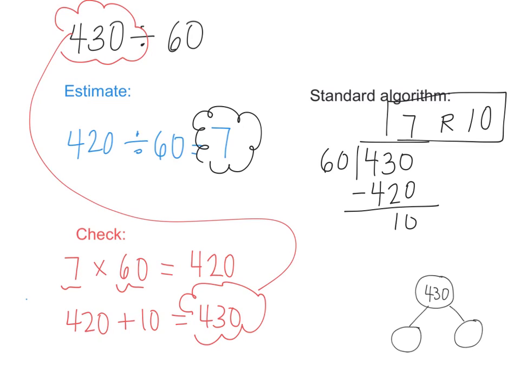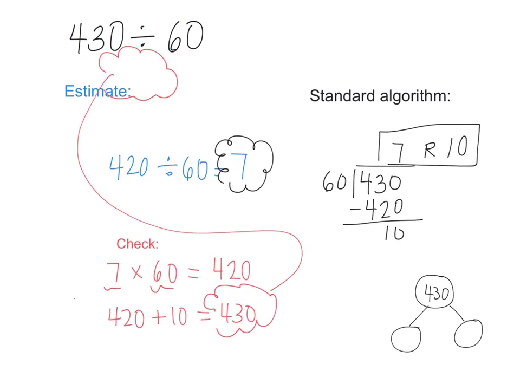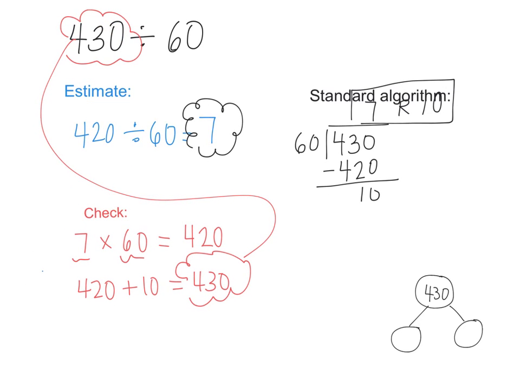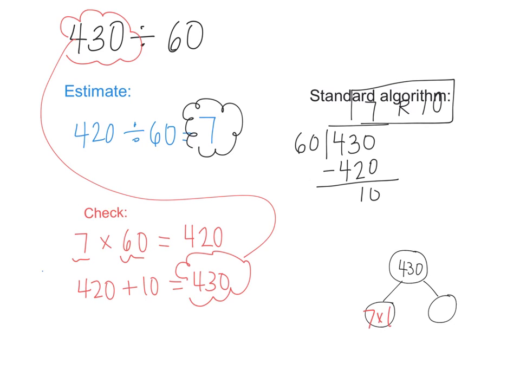Yes. In this case, we were splitting up our whole of 430 into two parts. We split it up into 7 times 60, otherwise known as 420. And then the other part has 10. Okay? When you're splitting it up into two parts, I want you to write it like this. 7 times 60 equals 420. Write the whole math sentence. Okay? Good.